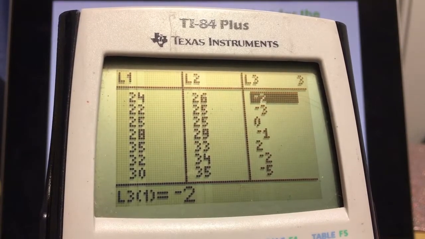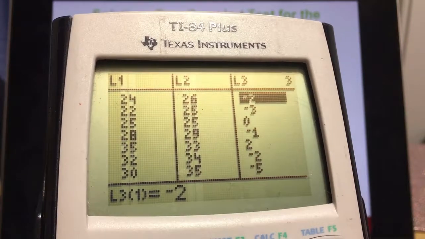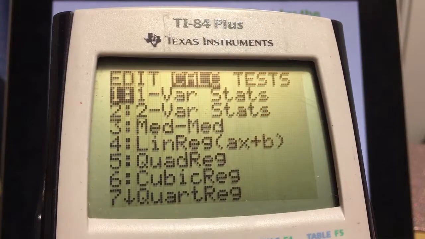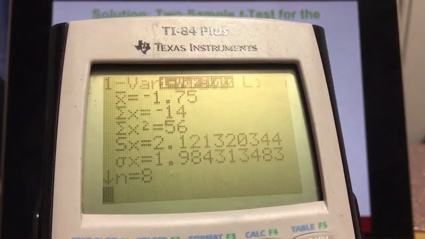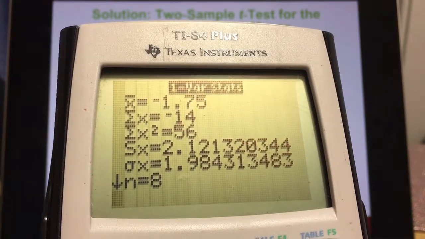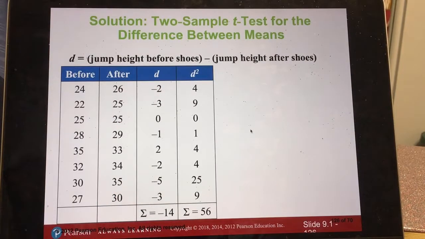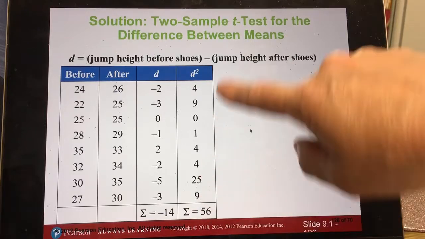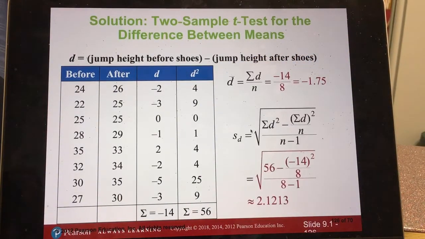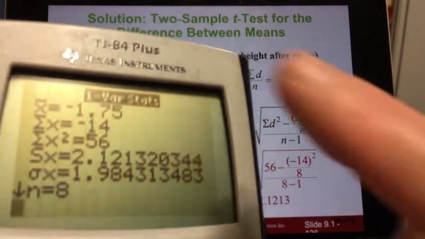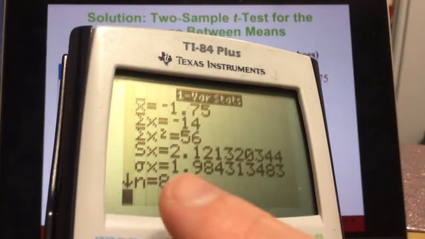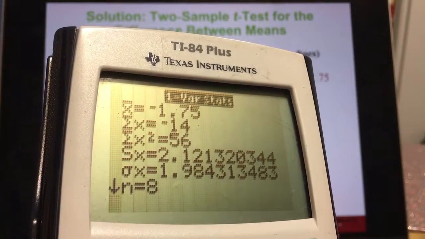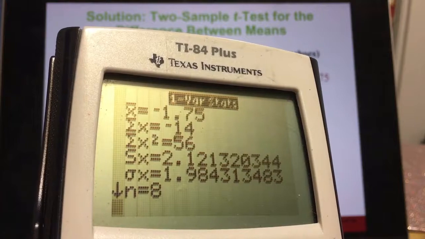So now I need to find my D bar and the standard deviation of the differences. I'm going to do stat calc, one variable stat, and when I hit enter, I'm going to go to L3. Second 3 gives me L3, and I get my X bar is negative 1.75. Hopefully they got the same thing. They did their subtraction and figured out their standard deviation using their D squared. I did my standard deviation using my one variable stats. I get negative 1.75, they got negative 1.75, and 2.1213, and I got 2.1213. I think my way's better. I like using the one variable stats. It's faster. I get the same thing that they do.